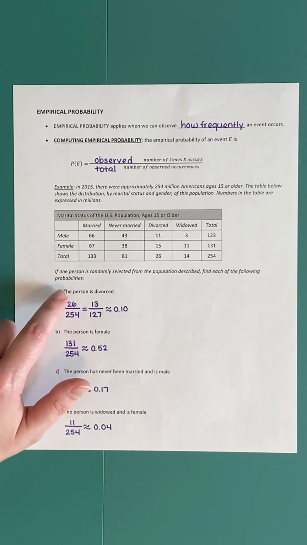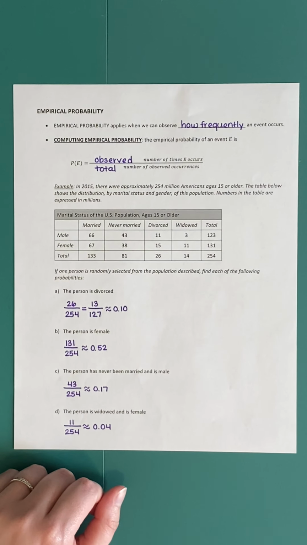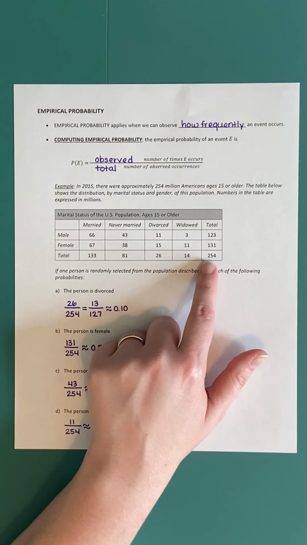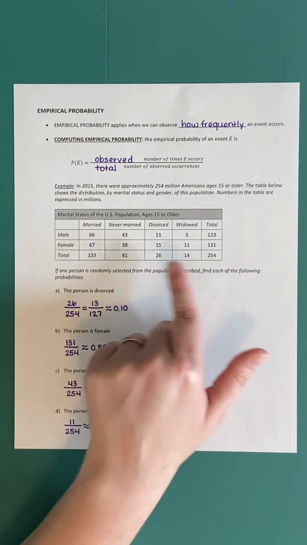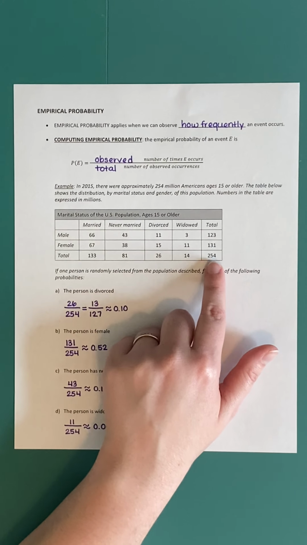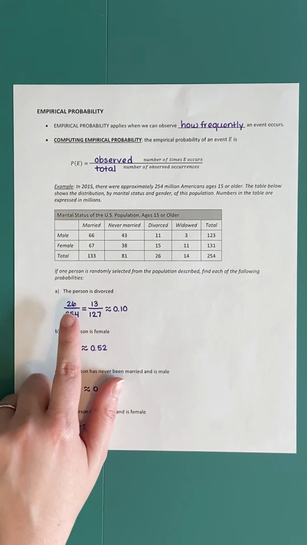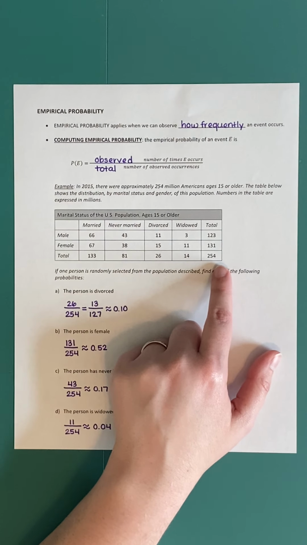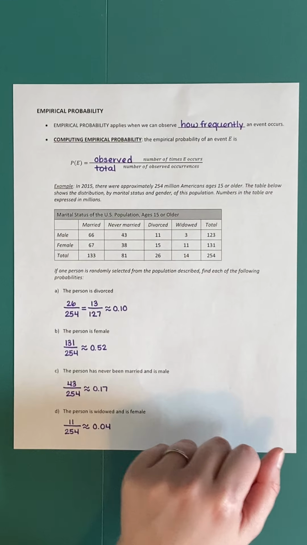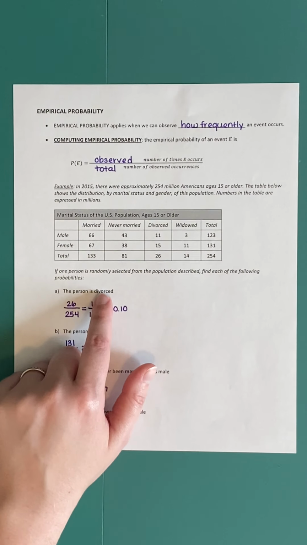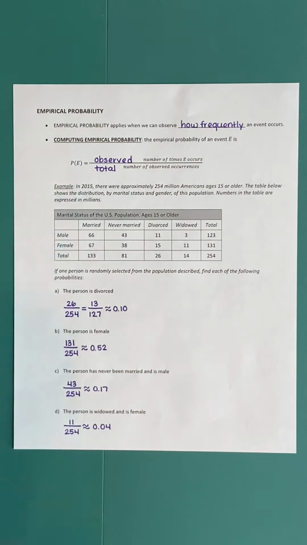So event 1, the person is divorced. Well, how many possibilities are there in total? How many people do we have to choose from? In this case, we have 254 million. Now, because all the numbers are in millions, we don't have to write millions. We can just write the number of millions. So the denominator is going to be 254 because those are the total number we have to choose from. We have that many people to choose from. Now, we want the probability that a person is divorced. In other words, we pick a name randomly out of this table. What's the probability that we pick a name of someone who's divorced?